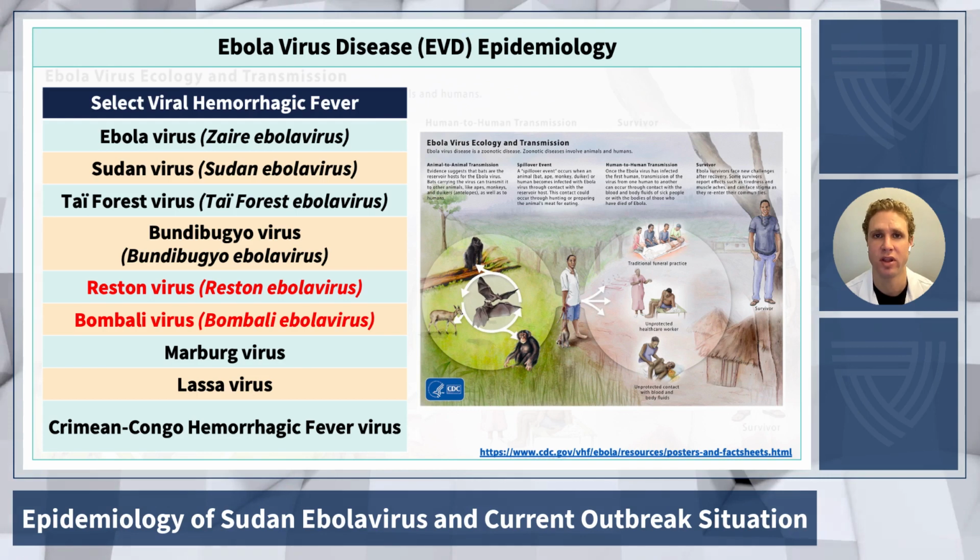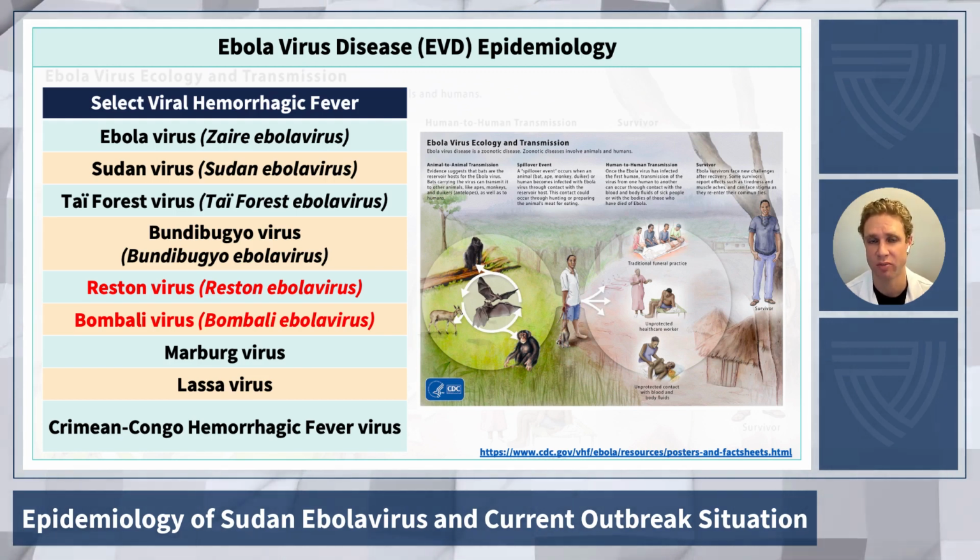At a certain point, a spillover event occurs into humans, and this can occur through direct contact with butchering animals. It can occur through direct contact in the wild, and this can spark an outbreak through traditional funeral practices, which are not performed in safe manners, of infected patients, perhaps through unprotected healthcare workers, or through the direct exposure with blood and bodily fluids of other humans.